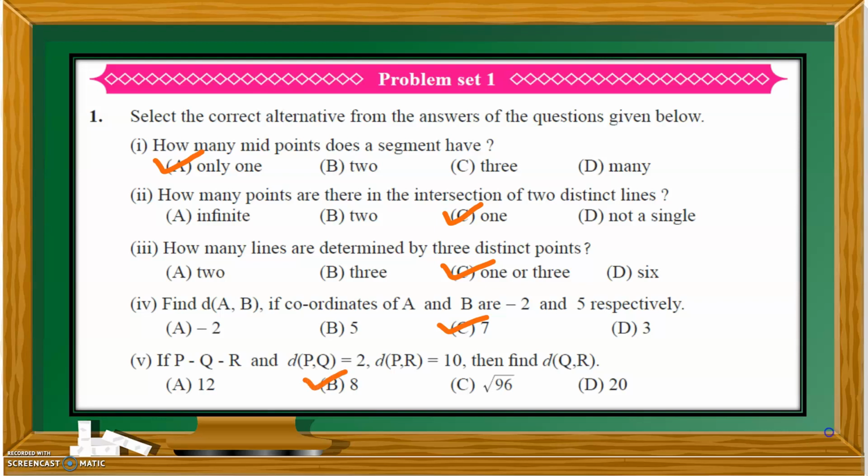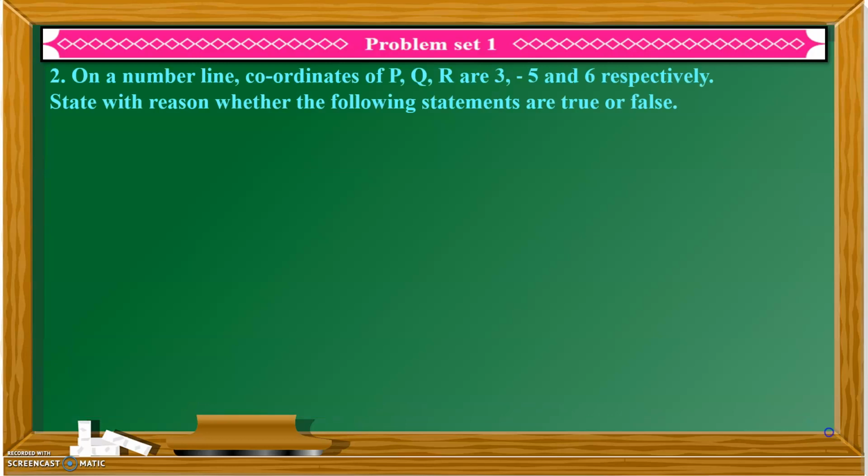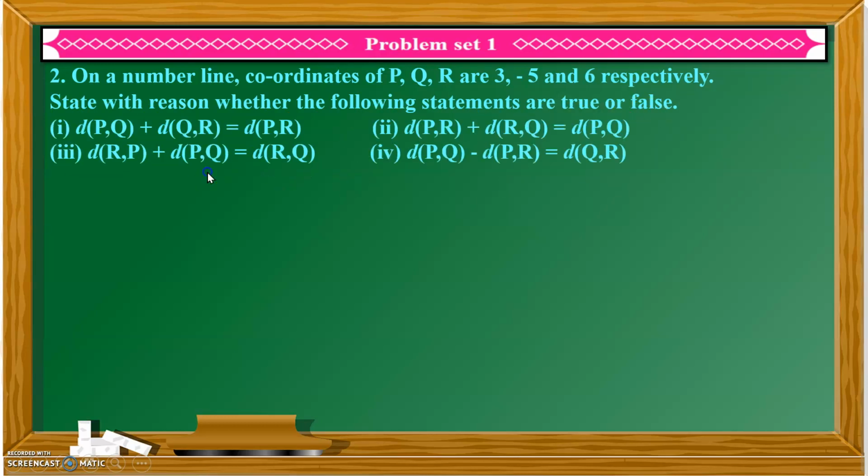Let us proceed to question number 2, which says: on a number line, the coordinates of points P, Q and R are 3, -5 and 6 respectively. State with reasons whether the following statements are true or false. Now these are the statements that you have to find whether they are true or false. Before we start, we first need these distances: distance PQ, distance QR, and distance PR. So we are going to first start finding these distances.